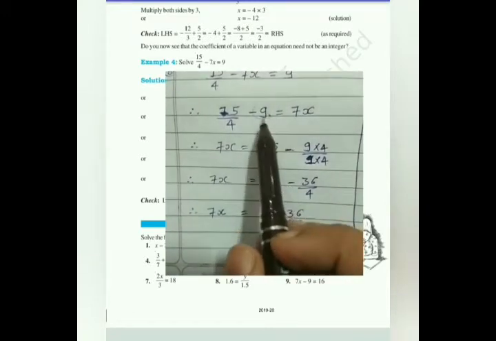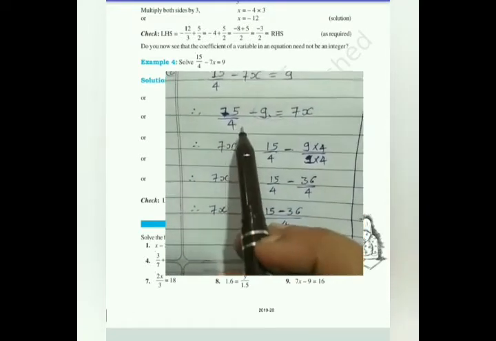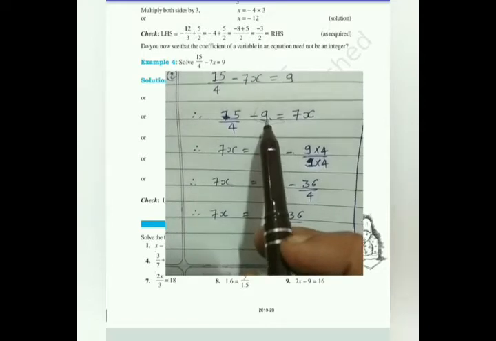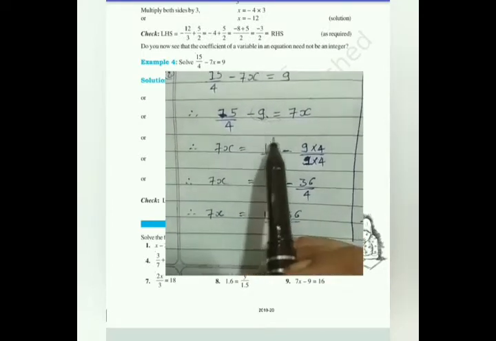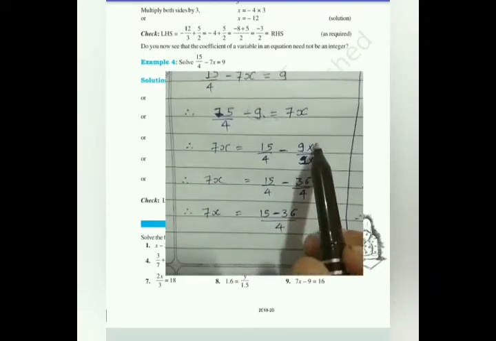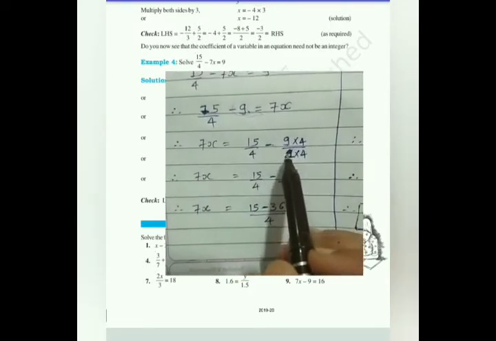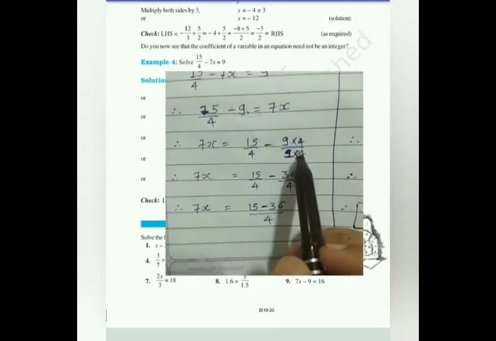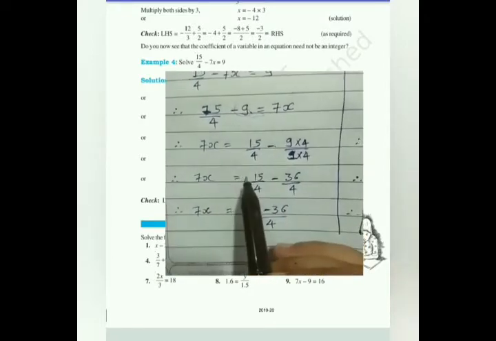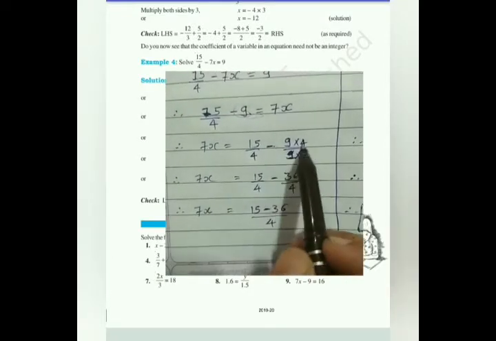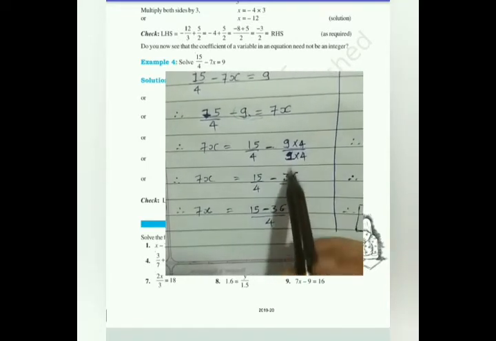Here 9 is an integer form and 15 by 4 is a rational form, so we convert 9 into a rational number form. That's why we multiply numerator and denominator by 4. So 15 by 4 minus 9 by 1 multiplied by 4 divided by 4. So 7x is equal to 15 by 4 minus, 9 4s are 36 and 4 1s are 4.